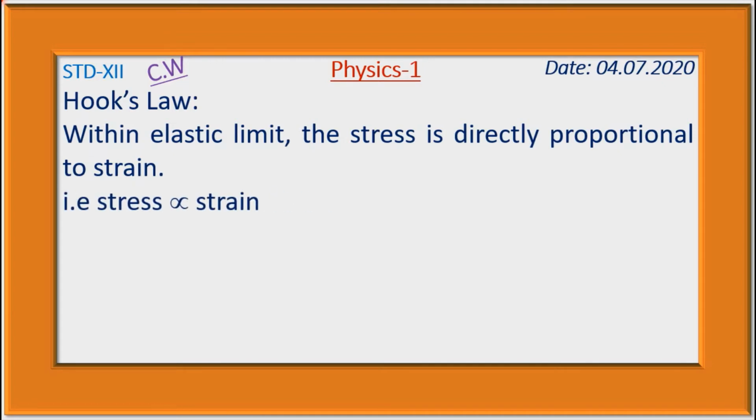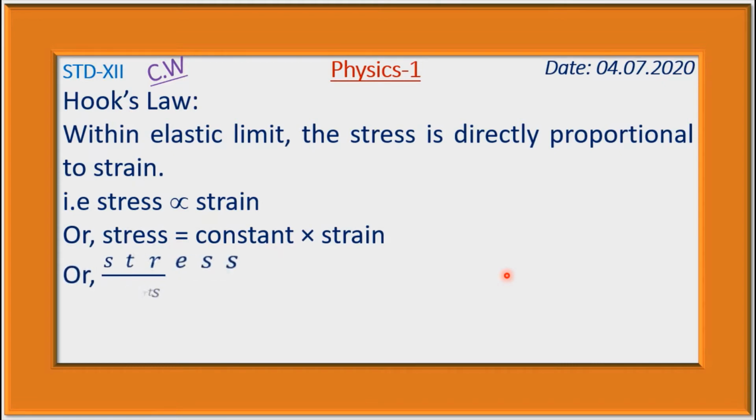In mathematical form, stress is proportional to strain, or stress is equal to constant into strain. Here constant is for the proportional sign. When the proportional sign is removed, then we have to write a constant. So stress is equal to constant into strain, or stress divided by strain is equal to constant.